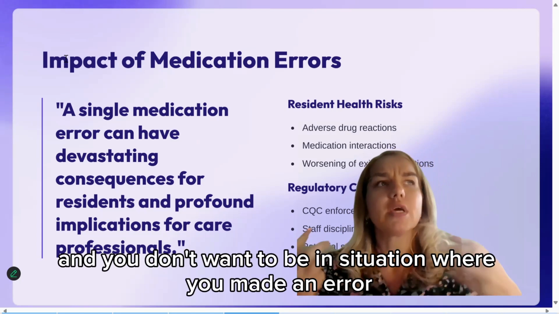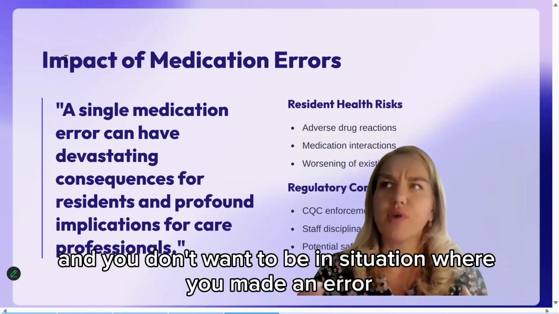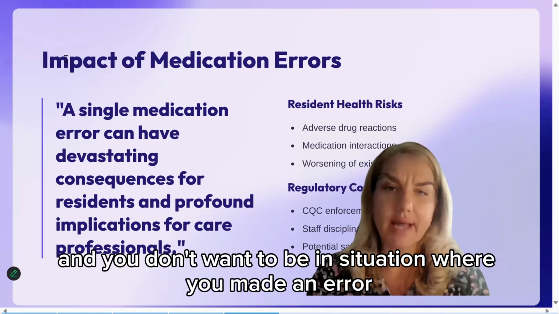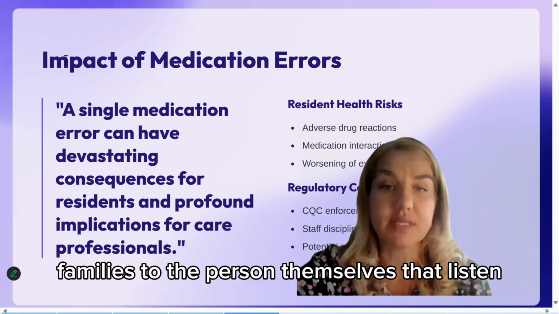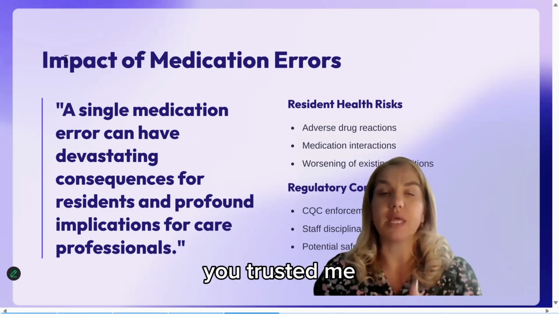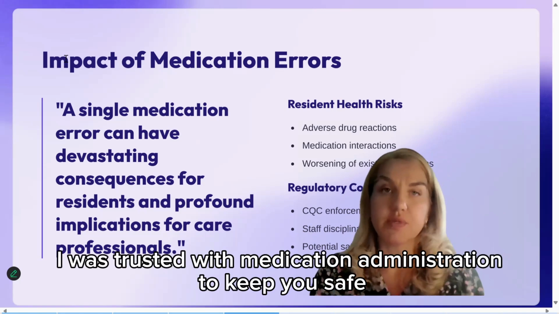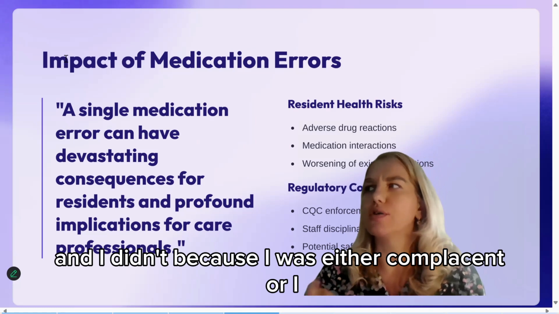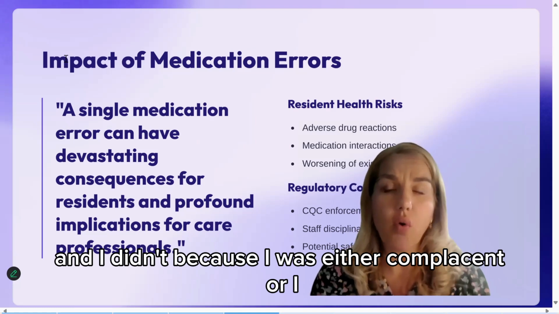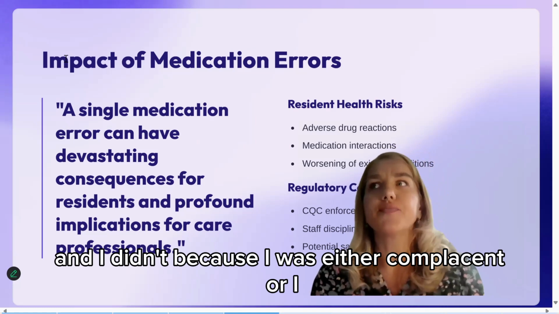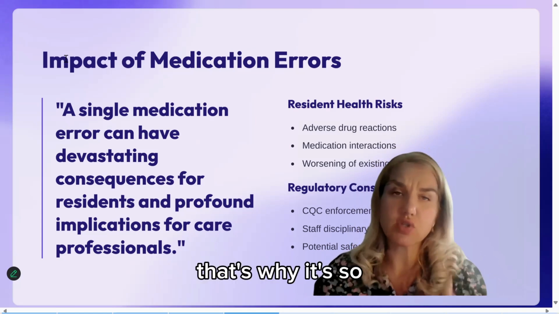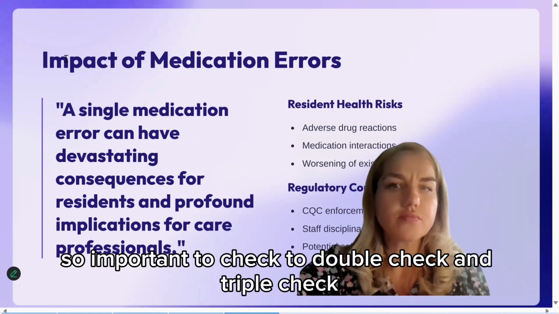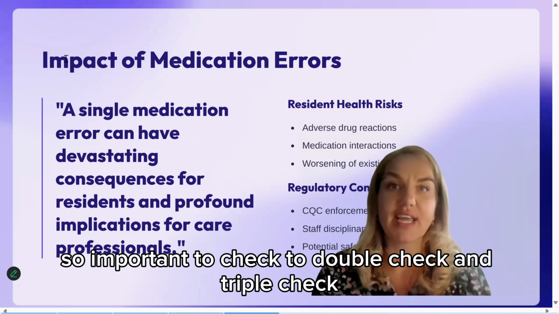And you don't want to be in a situation where you made an error and you have to explain yourself to the relatives, families, and the person themselves: listen, you trusted me. I was trusted with medication administration to keep you safe. And I didn't, because I was either complacent or I was lazy. Right? That's why it's so important to check, double check, and triple check.